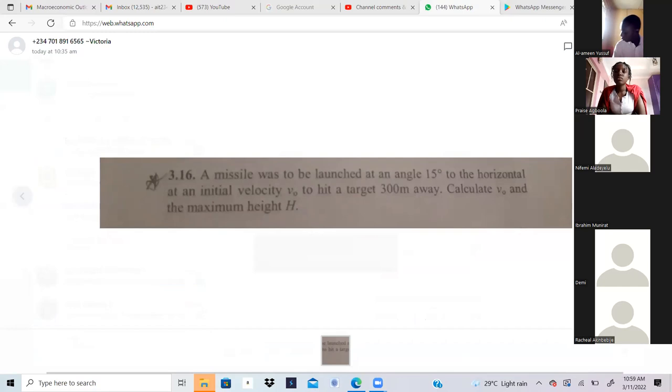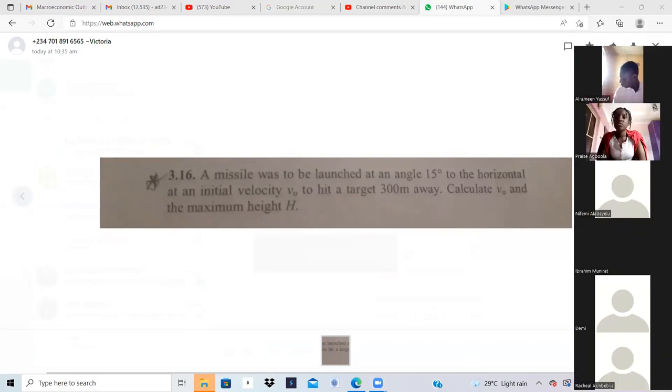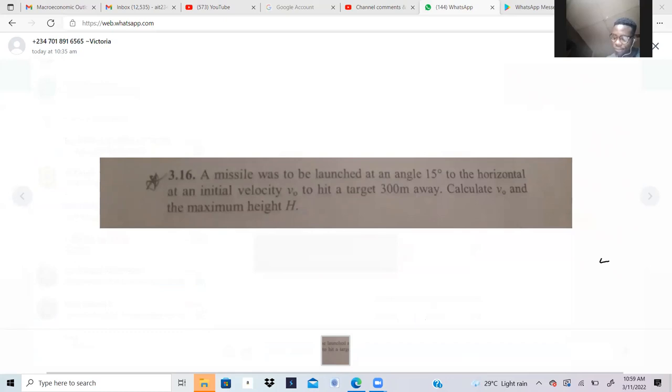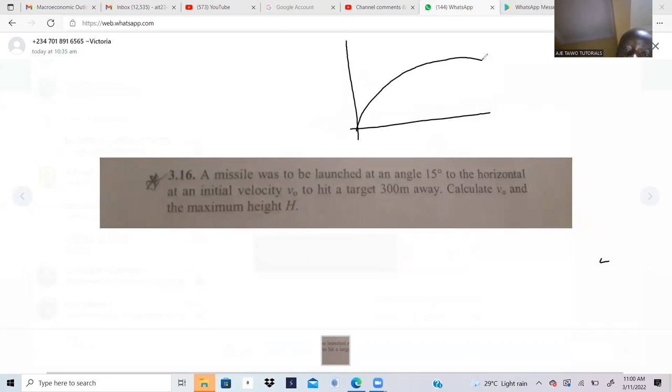Okay, good. Can you see the board? Yes, sir. So, the missile is launched at an angle of 15 degrees to the horizontal. Now, this is not horizontal projection. Why? It was launched at an angle. This is an oblique projection. It was launched like this, at velocity V naught. This is always tangential. It didn't give us the value of V naught.